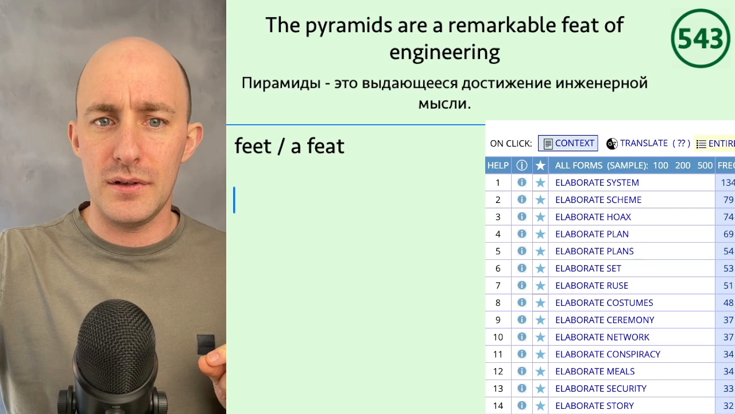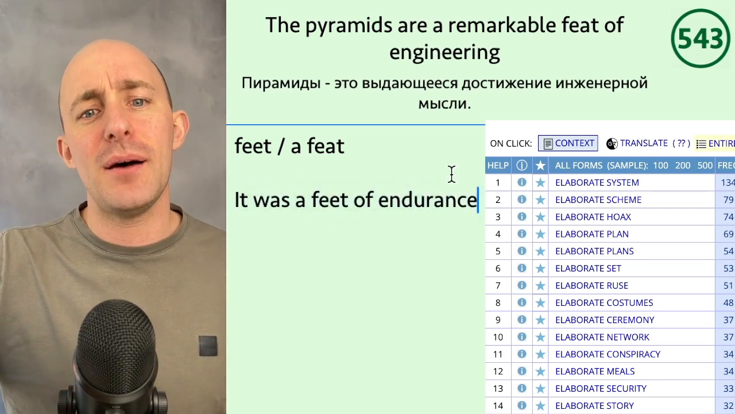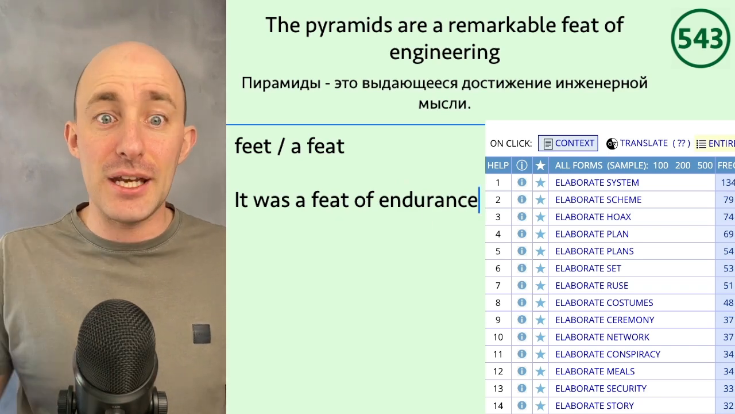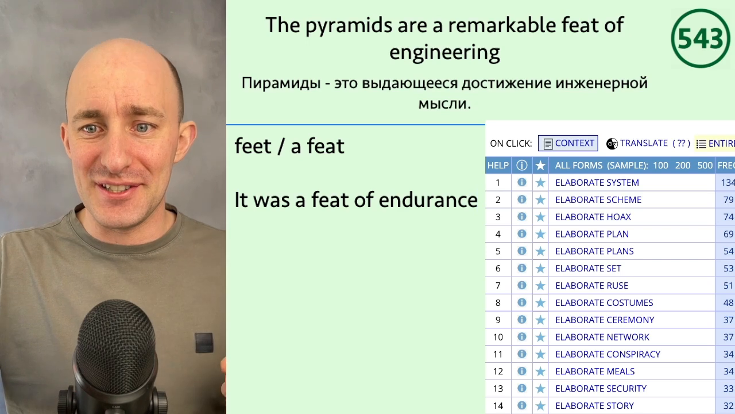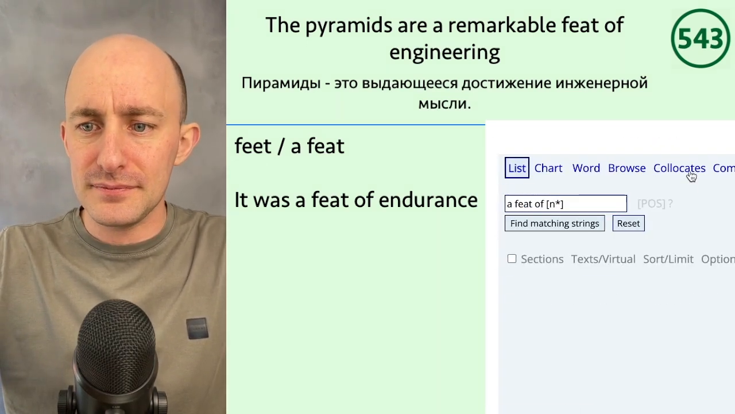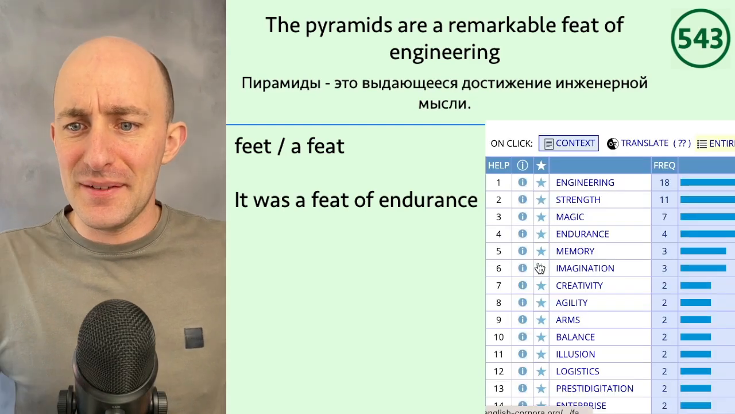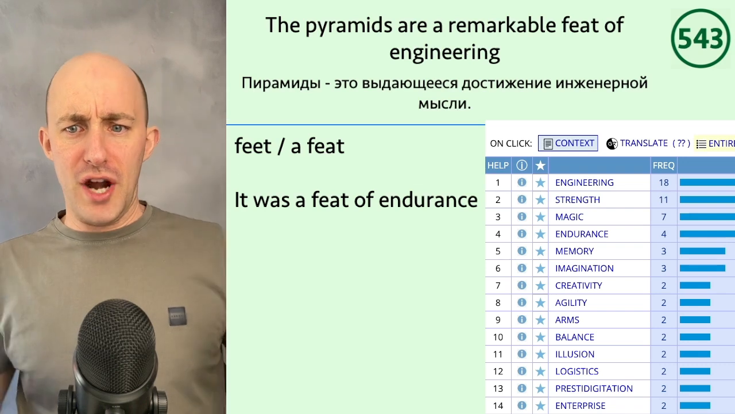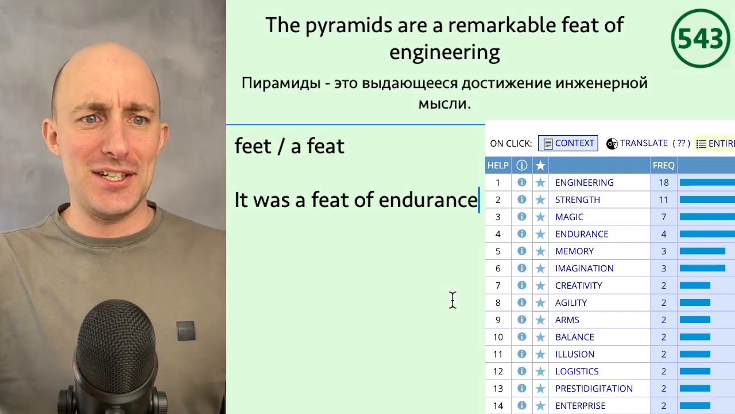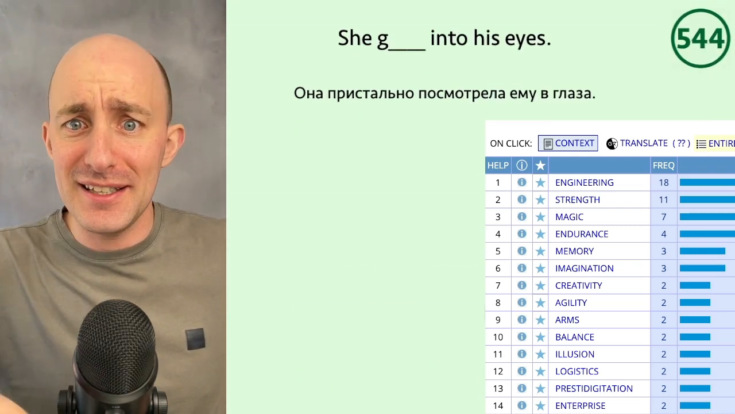It was a feat of endurance. I mean, come on. They should know that you can't have a feat like that. Anyway, a feat of endurance. A feat of, let's see what else can be a feat of. A feat of, we'll go up to 6. A feat of engineering, a feat of great strength, a feat of endurance, a feat of imagination. Achievement.